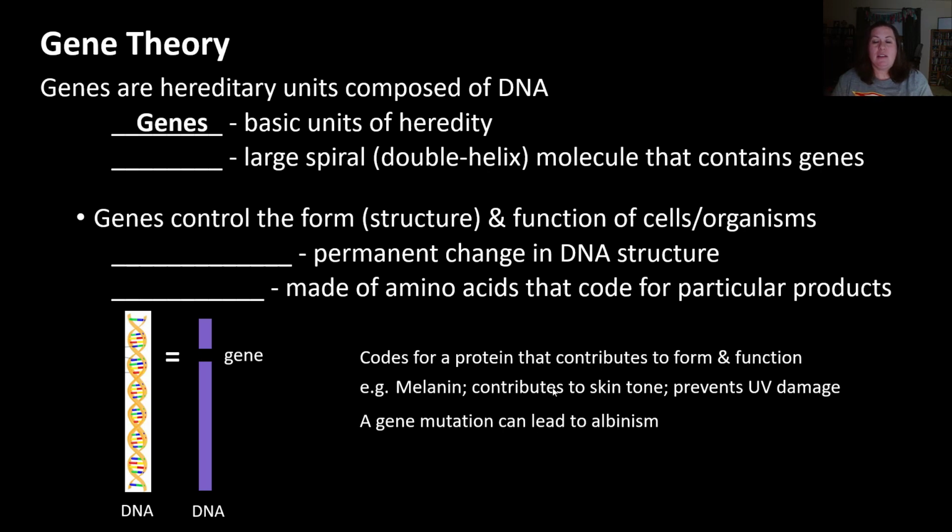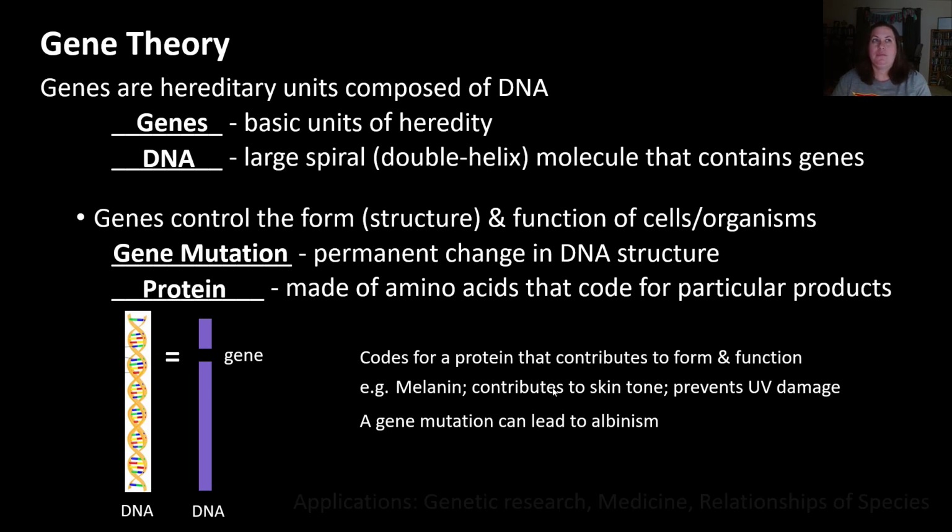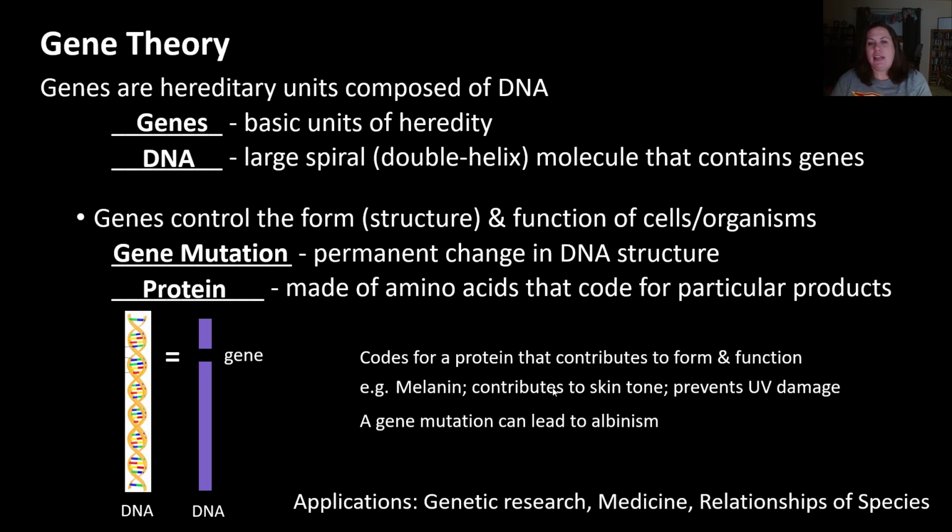So genes, guys, are the basic unit of heredity. DNA is the large spiral double helix molecule that contains those genes that are found in our cells. And genes control the form, which is the structure, and the function of all cells and organisms. A gene mutation is a permanent change in that DNA structure, and the protein is actually what's made from that code. So the gene codes for something, and ultimately it codes for a protein. Some applications that look at gene theory and gene research are going to be genetic research, medicine, and relationships between species.